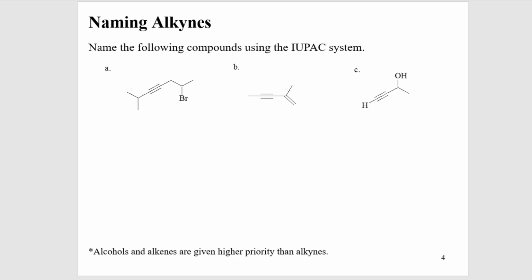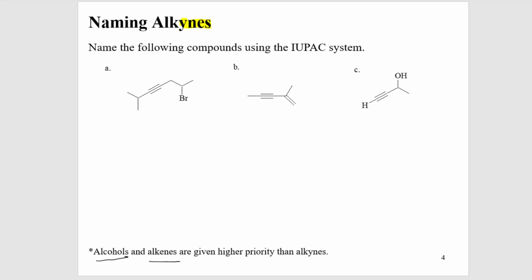Okay, well, how do we name alkynes? Just a little bit on IUPAC naming. We did that with alkenes. The ending for an alkyne is -yne. And it's just important to note that alcohols and alkenes are given higher priority than alkynes.